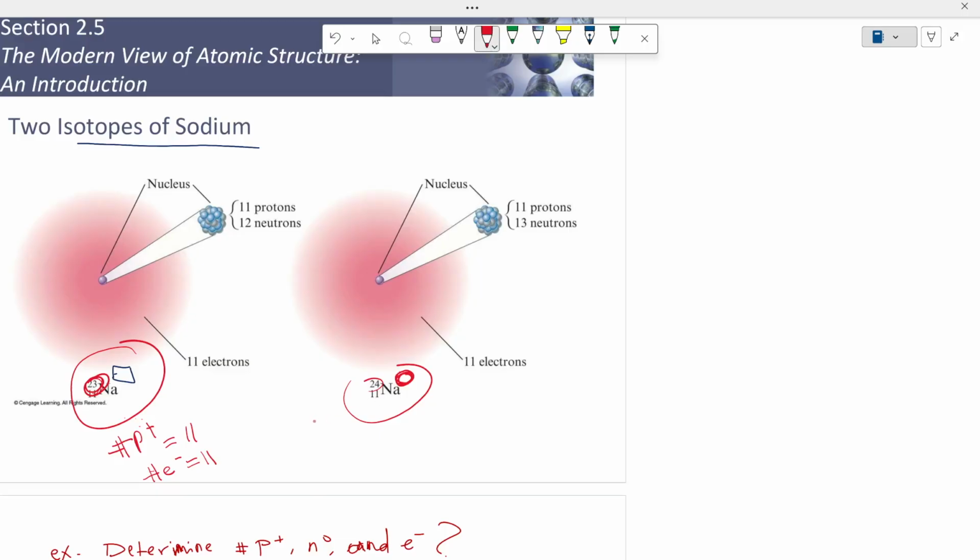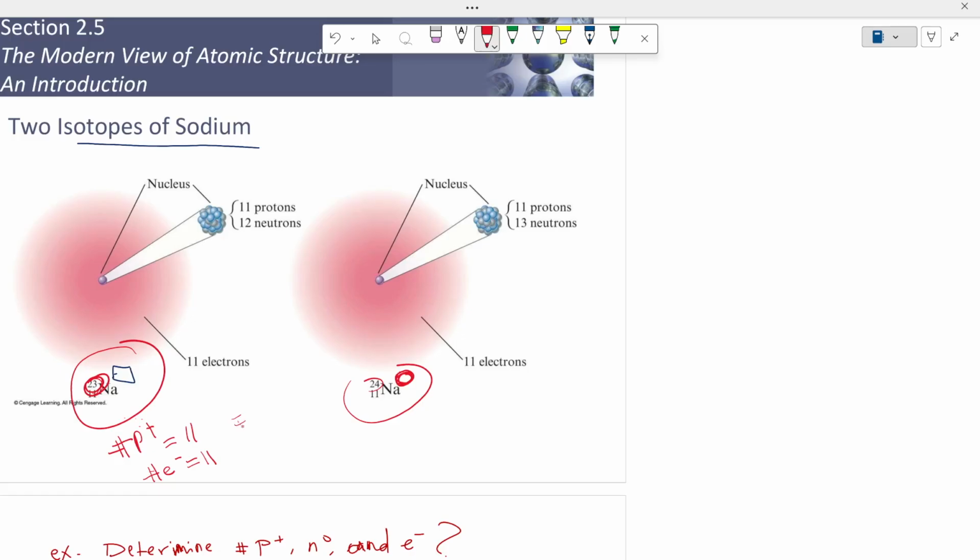Now, here we already know that it contains 11 protons, يعني 11 positive charges. So how can we make the charge neutral? How many negative charges do we need to neutralize the 11 positive charges of protons? The answer is 11. 11 negative charges, which means 11 electrons.